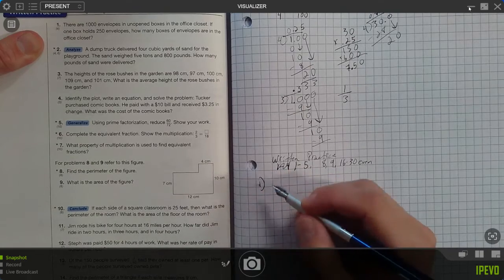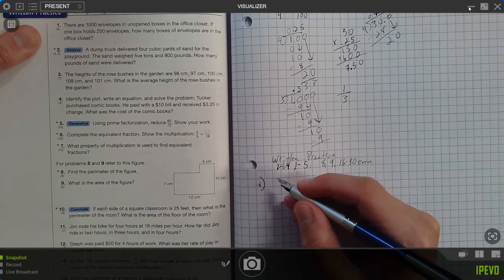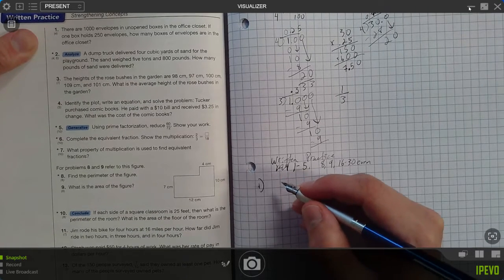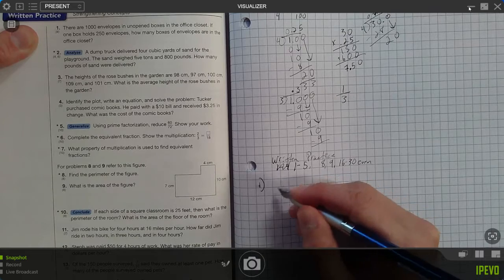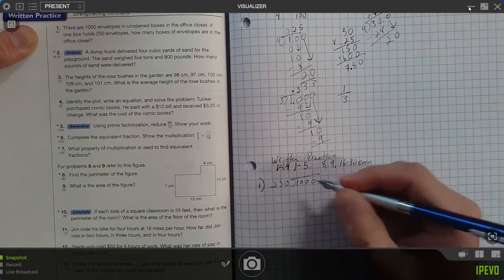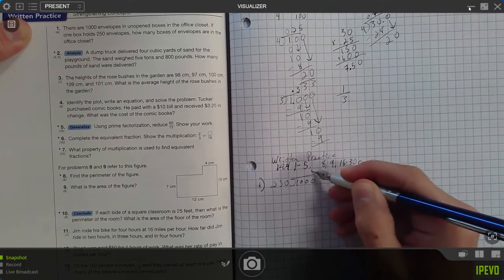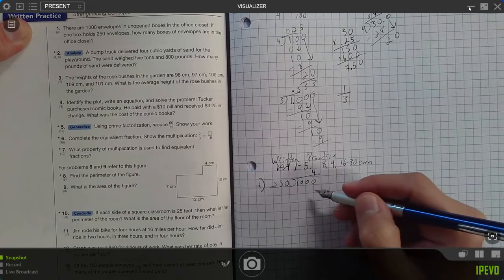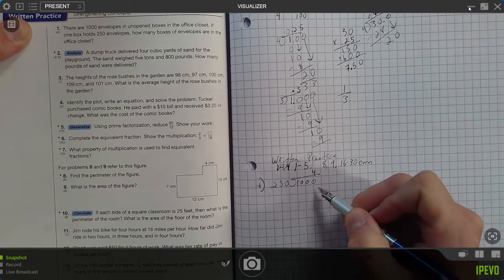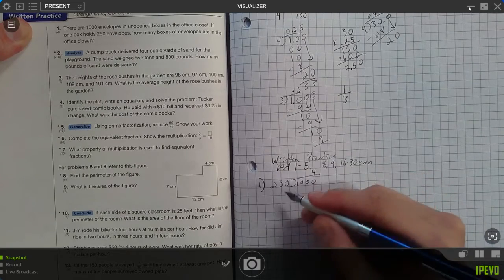Okay, so first off, if there are 1,000 envelopes in unopened boxes in the office closet, and one box holds 250 envelopes, how many boxes of envelopes are in the office closet? So 250 by 1, 2, 3, 4. Well, really, the answer is 4, right? It's 25 into 100. 250 into 1,000 is the same thing. So 4 times 25 is 100. 4 times 250 is 1,000.